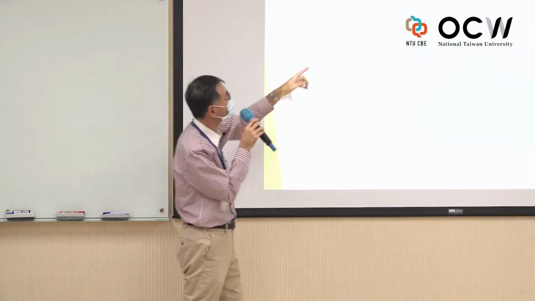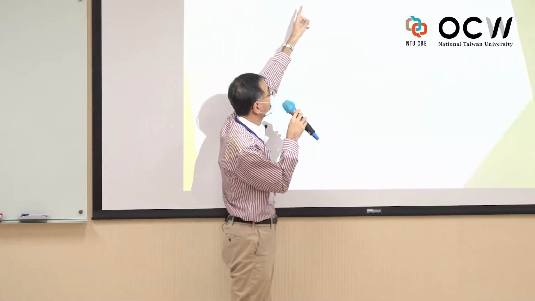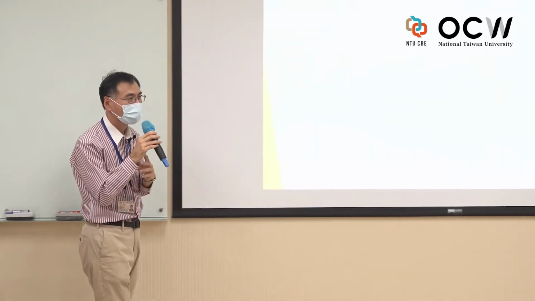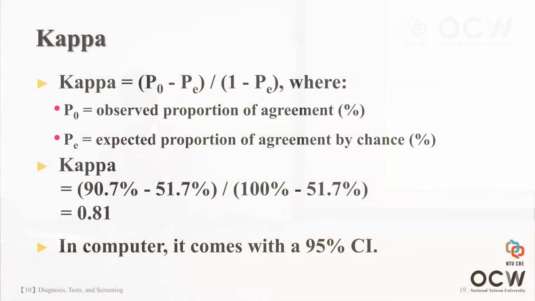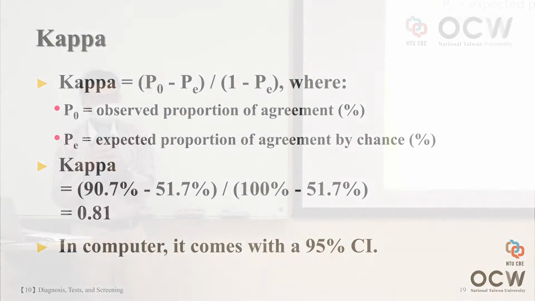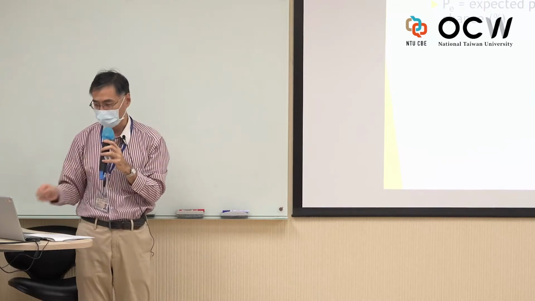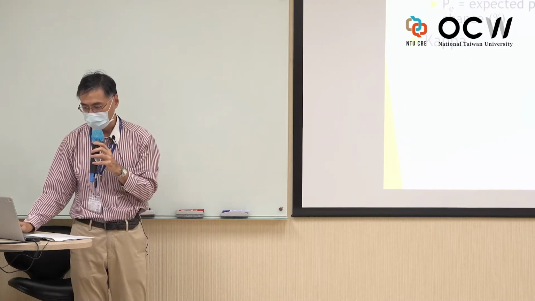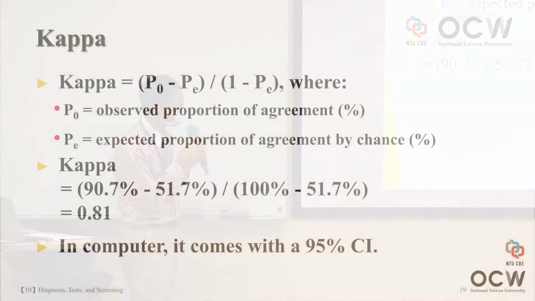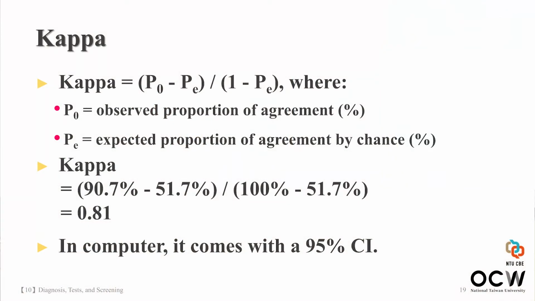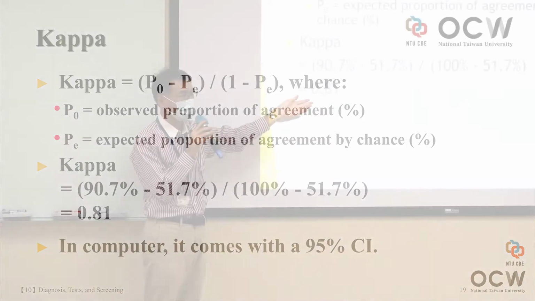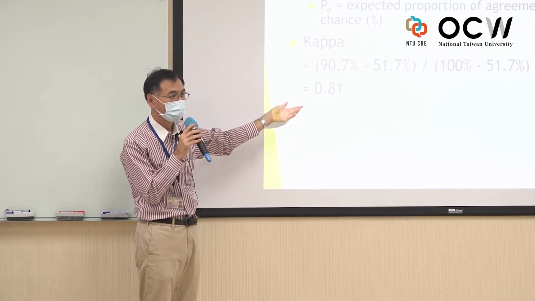Both the numerator and denominator contain PE. That's the part that has to be taken away from the calculation. P0 is the observed proportional agreement, and PE is the expected one from the previous slides. Then we can calculate kappa, and you'll find that kappa is as high as 0.81, which is pretty good.